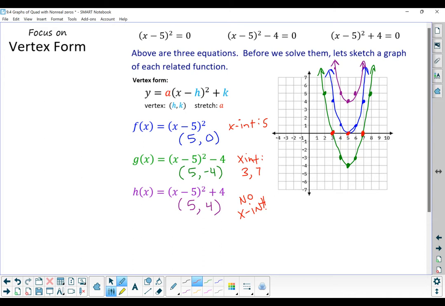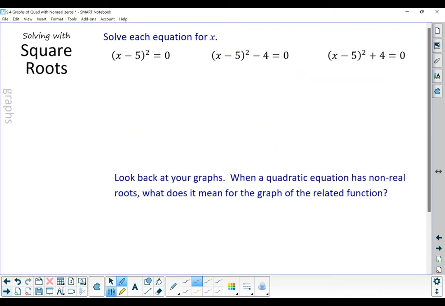So let's solve the related functions and see what their solutions are. So here are our three equations. x minus 5 squared equals 0 is our first.